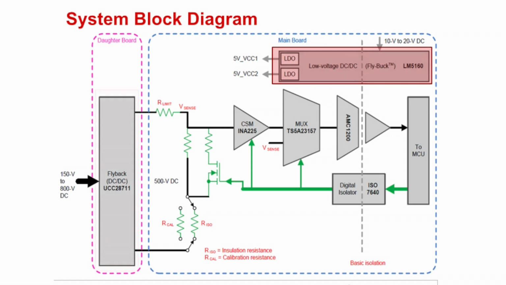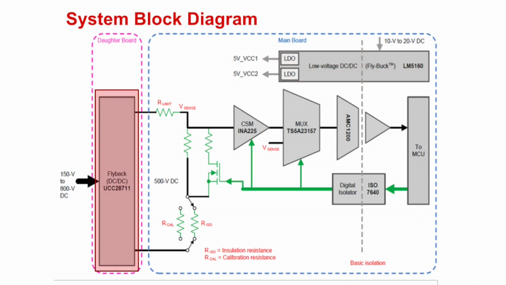The daughter board consists of an isolated discontinuous mode flyback circuit for generating 500 volts DC from an input voltage ranging from 150 volts DC to 800 volts DC.